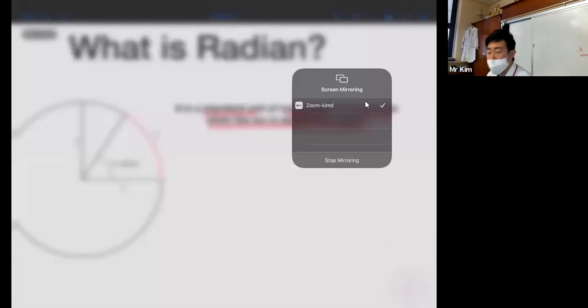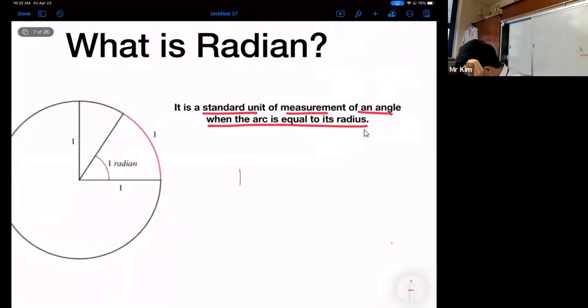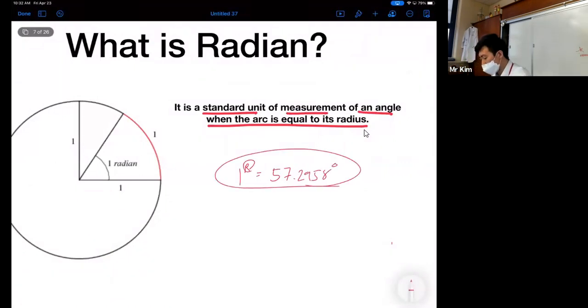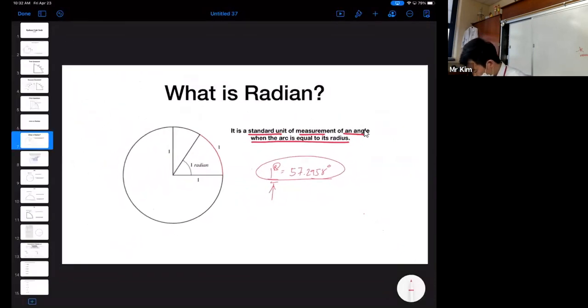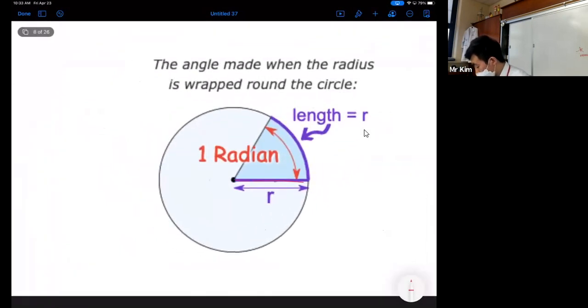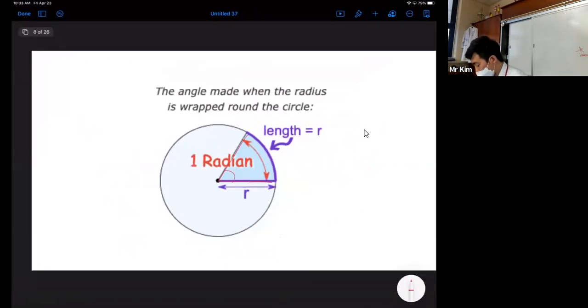What's the number? 57.2958. So 1 radian is equal to 57.2958 degrees. This is an old classic way of writing radians. No one really does this anymore, but that's 1 to the power of r, called radians there. Again, this is not a definition. If that radius was placed on top of the circumference, that one New York slice of pizza, that is the radian. That angle of measurement is called the radian there.